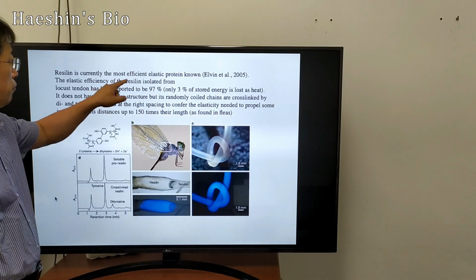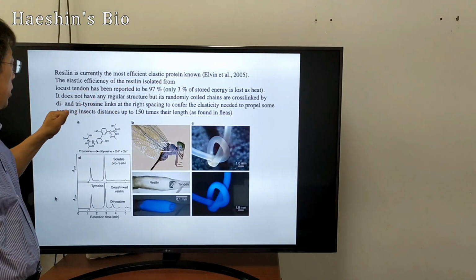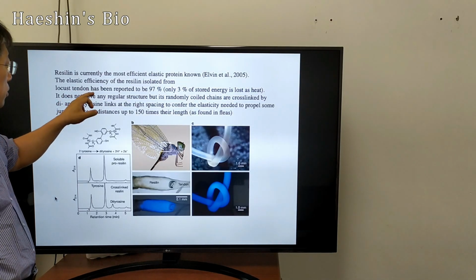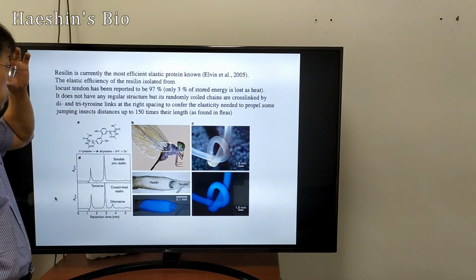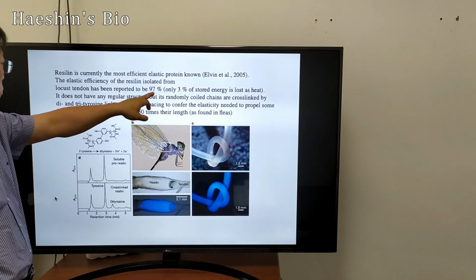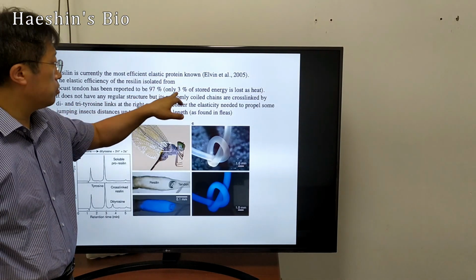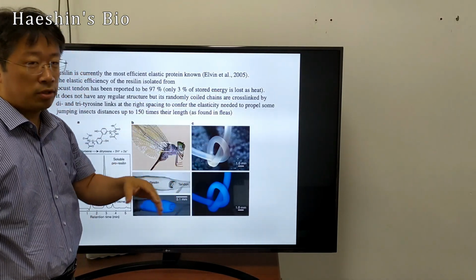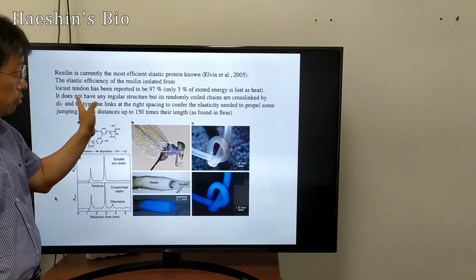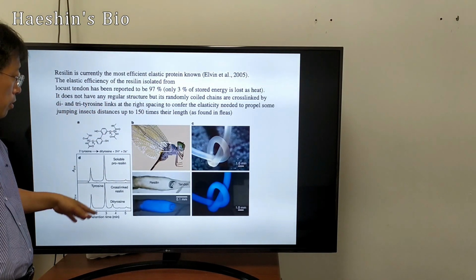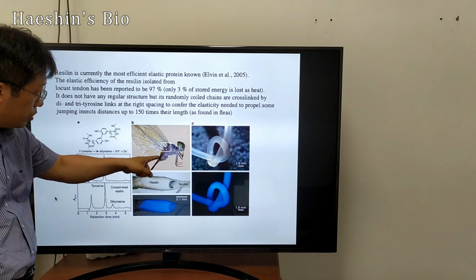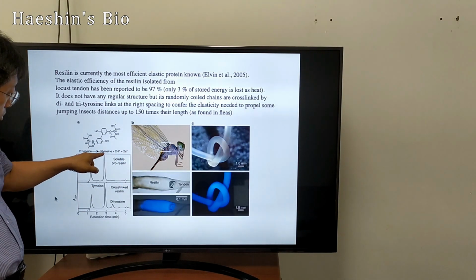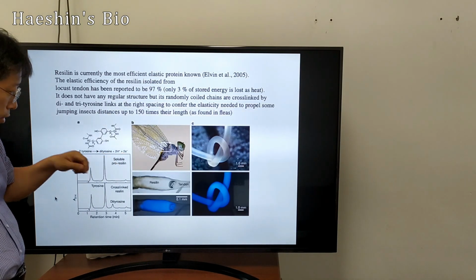This is the most efficient elastic protein known, more than tendon. It is 97%: only 3% of the stored energy is lost as heat. You can read all the sentences, but this region is the hinge region in this pair. You have the two tyrosines forming dityrosine, and then two electrons are removed.